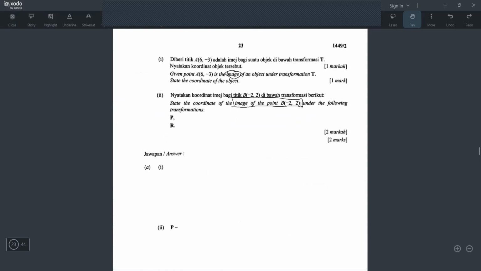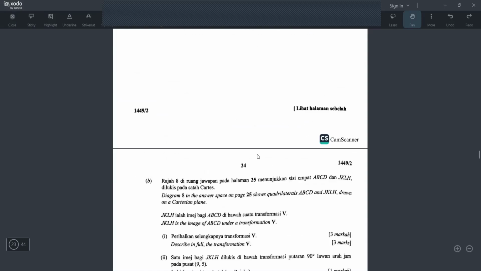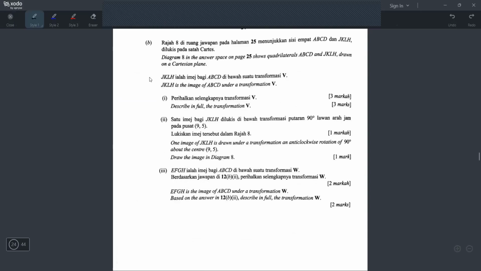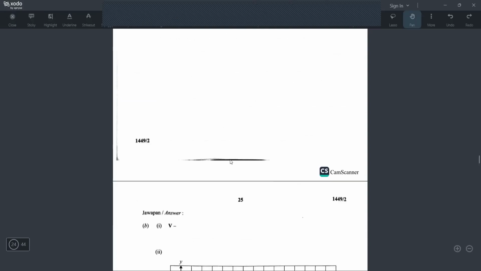So 2 marks, 1 mark. So total 3 marks for this. Now we go to B question. Let's read the question. Diagram 8 in the answer space on page 25 shows quadrilateral ABCD and JKLH drawn on the Cartesian plane. Okay, let's go to page 25 and look at the diagram.